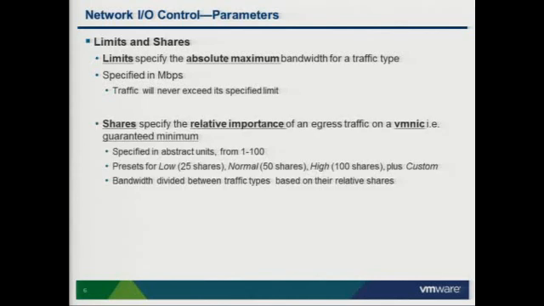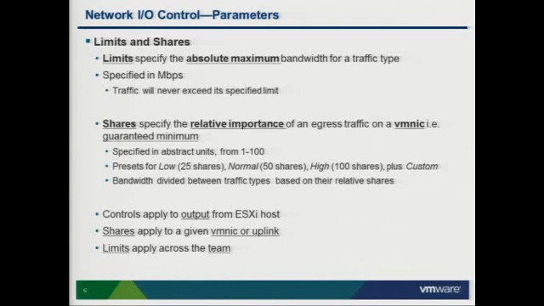At the same time, you have shares. Shares specify a relative importance, really. For example, if you have two traffic types, take FT and vMotion, and you gave FT 100 shares and vMotion 50 shares, that means FT will get twice the bandwidth as vMotion. So this is a relative share distribution in terms of how the bandwidth will be distributed by the network I/O control scheduling logic. The main advantage here is the ability to manage the traffic effectively, so that you can provide isolation for the traffic types in your environment.